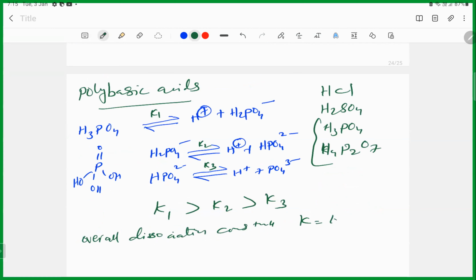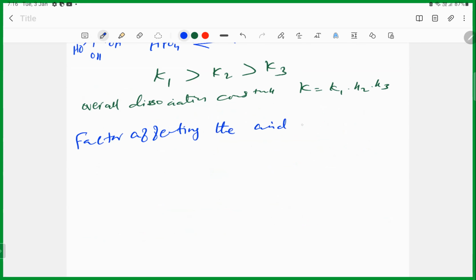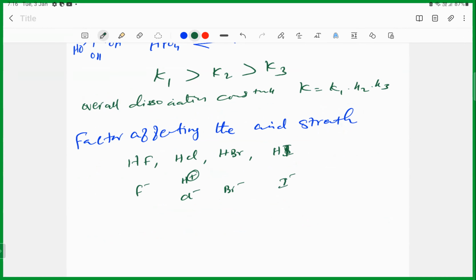And then we can see the factors affecting the acid strength. So if I take hydrogen fluoride, hydrogen chloride, hydrogen bromide, hydrogen iodide, all have H+ ion in common. So here F-, here Cl-, here Br-, here I- ions. So among the four, which is the strong acid? Which is the strong acid?